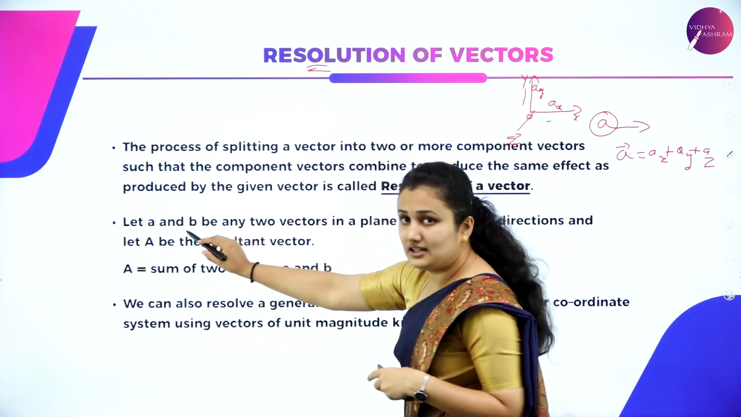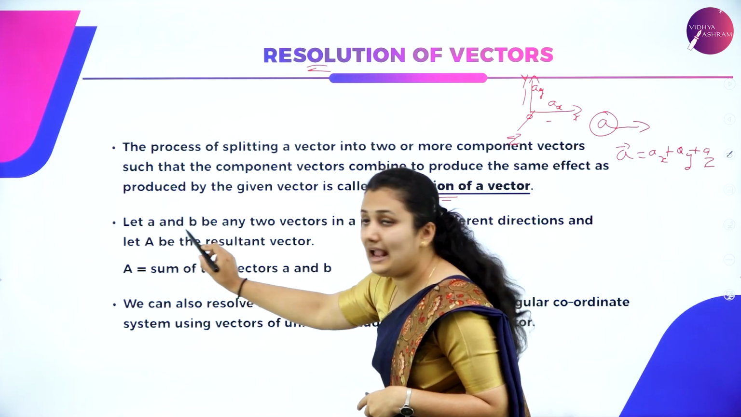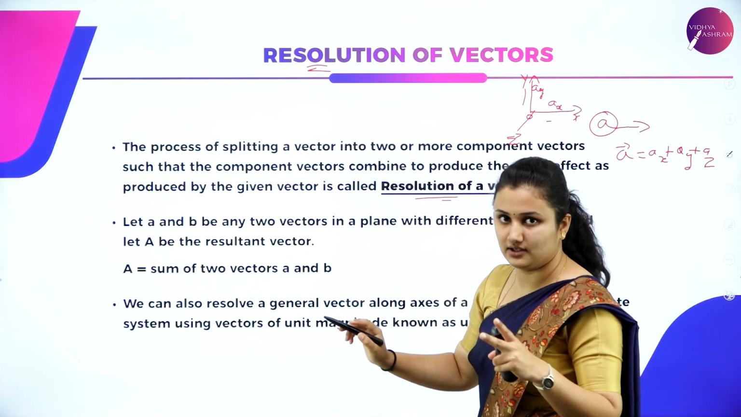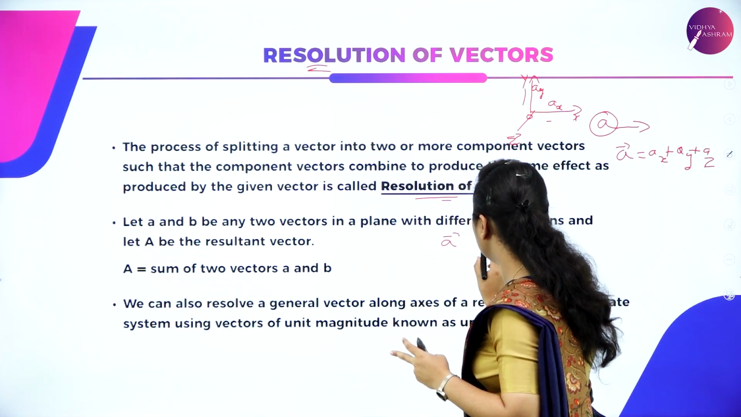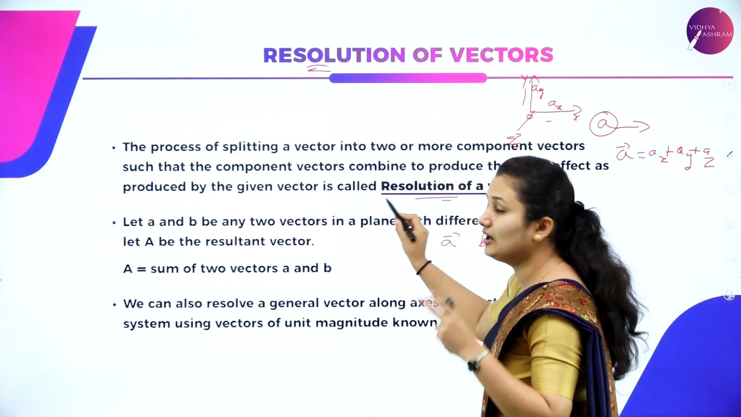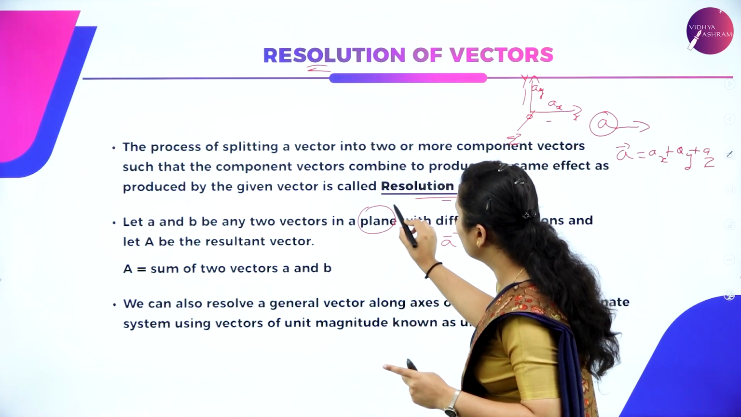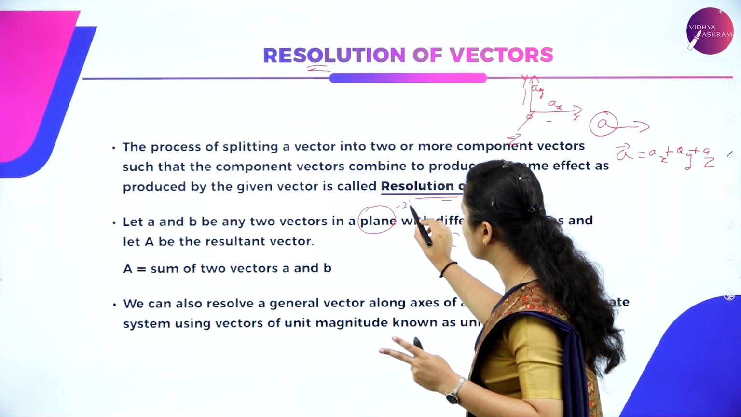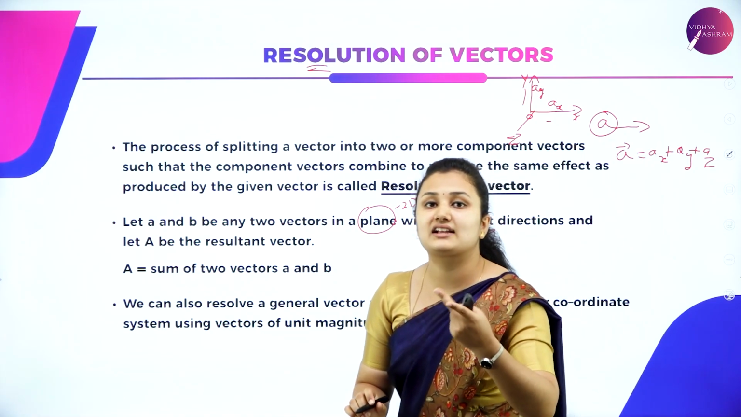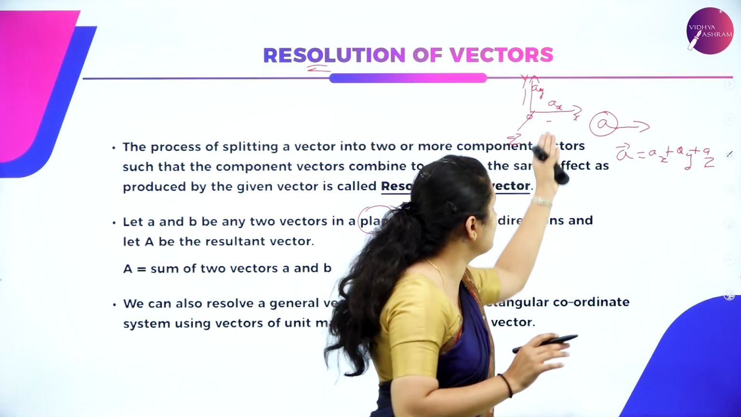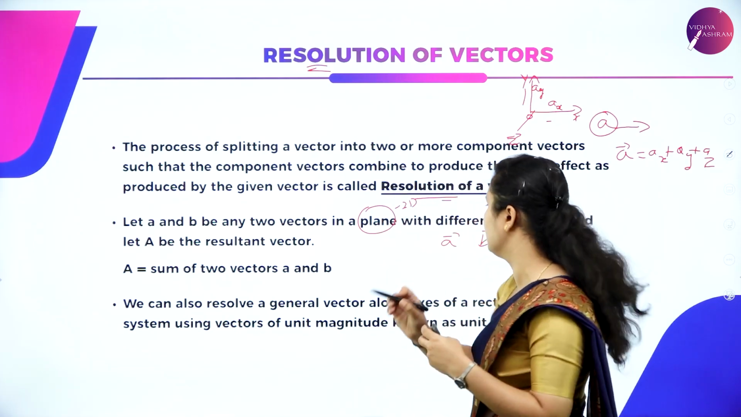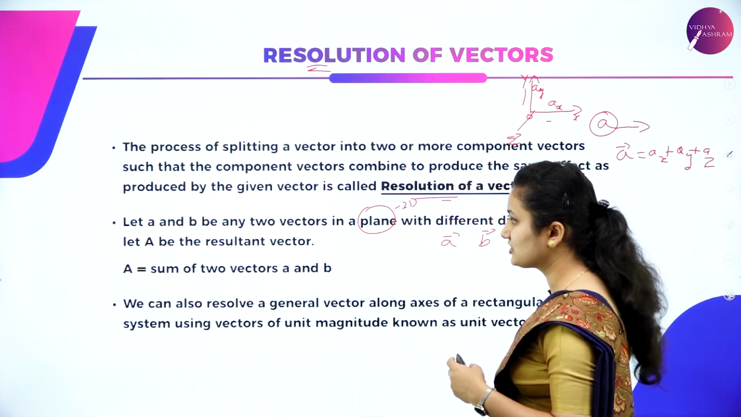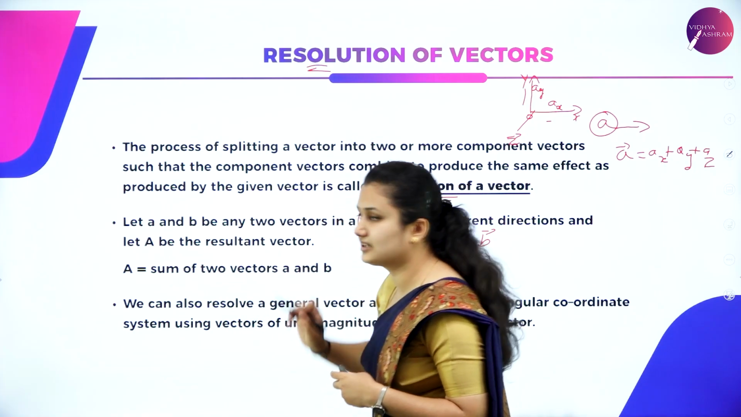So let us read the second point. Let A and B be any two vectors in a plane. So what is a plane? We need two axes. It is two dimensional motion. We need x and y to describe the motion of the object. That is called a plane. With different directions, and let A be the resultant vector.